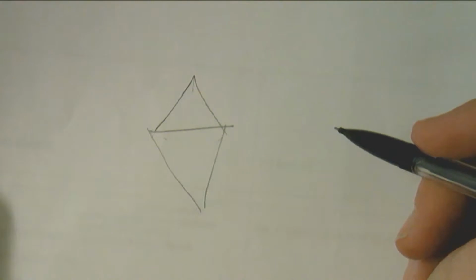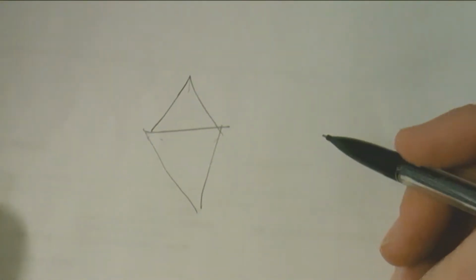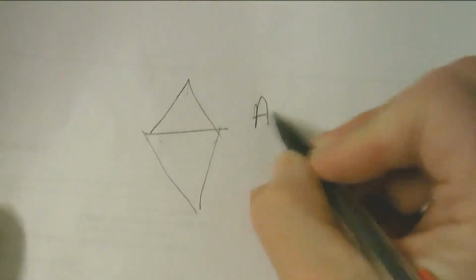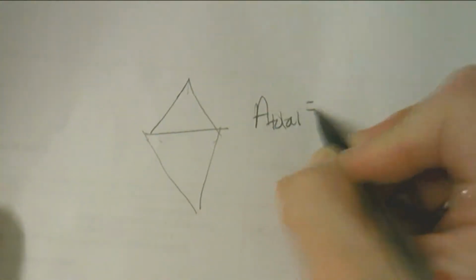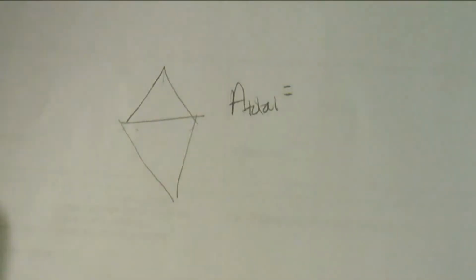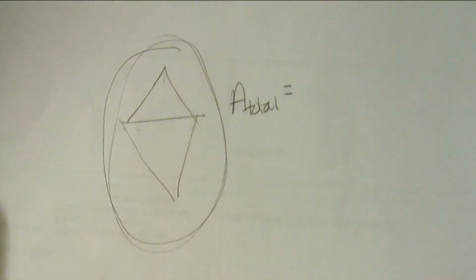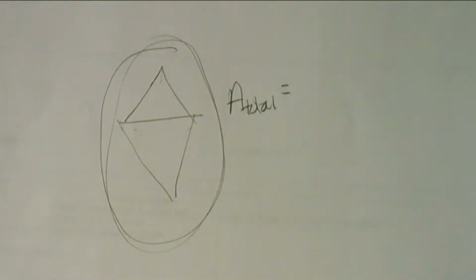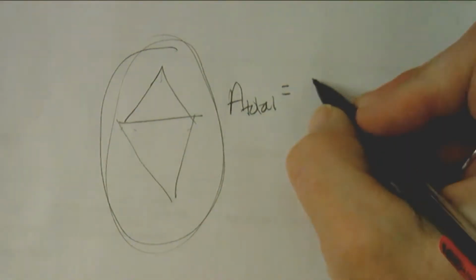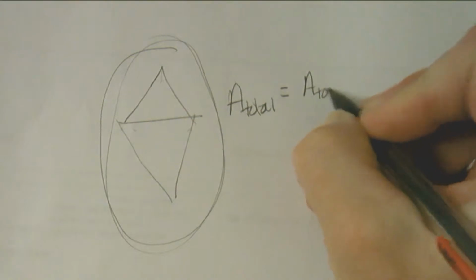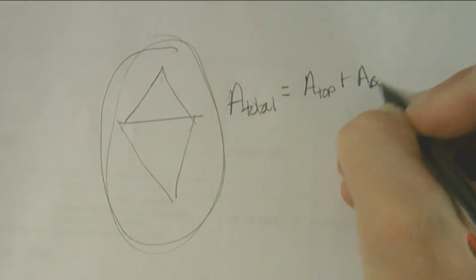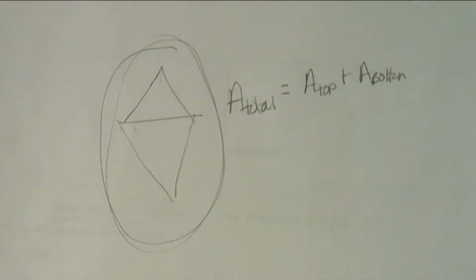Some of you just dove right into math without any thought of what you were doing. If I'm finding the area of this, write a game plan. That total area, well, what is this total area made up of? Brendan? Excellent. I have the area of the top triangle and the area of the bottom triangle.